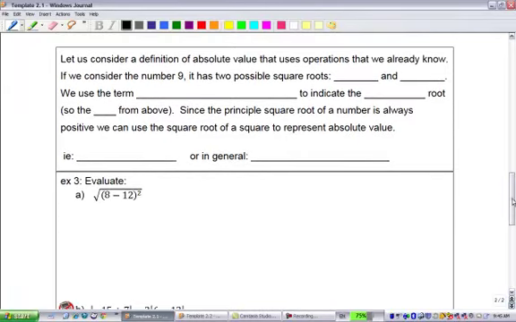Let us consider a definition of absolute value that uses operations that we already know. So we know that we can introduce this new notation, absolute value. I want to see if we can link it to something that we already know. Let's consider the number 9. It has two possible square roots. You could either have a square root of +3 or a square root of -3.